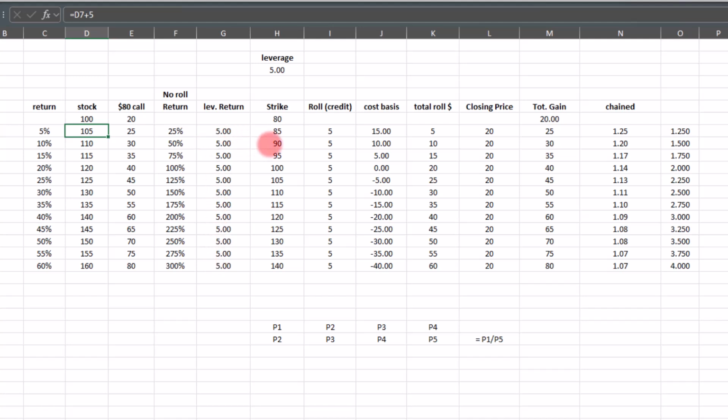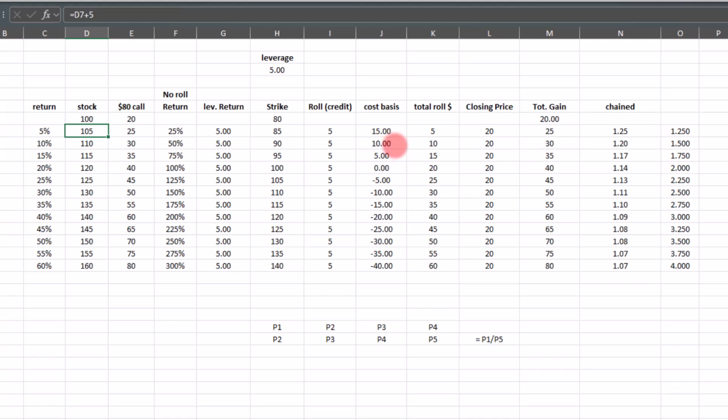I'm also going to assume that we are rolling 5 points each time. So we're going to start off with the 80 call. After the first roll, we go to the 85, then the 90, and so on. We're also going to assume that we are getting a $5 credit. Why? Because these options are trading at parity. And again, it's just to make the math and the calculations easier to follow.